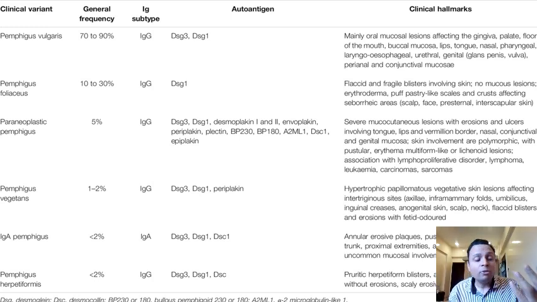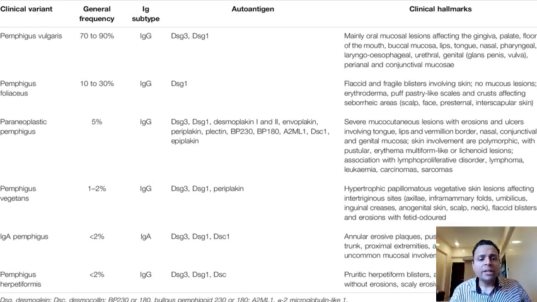Urethral mucosa, you have to examine genitalia, glans penis, vulva, perianal area, conjunctival mucosa. Sometimes they ask you what the different mucosae are, so you should have good knowledge about that. Don't miss it in your examination. You have to examine all the mucosa: buccal mucosa, labial mucosa, gingiva. Gingiva can be involved.